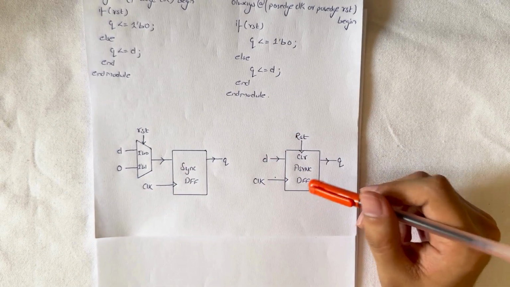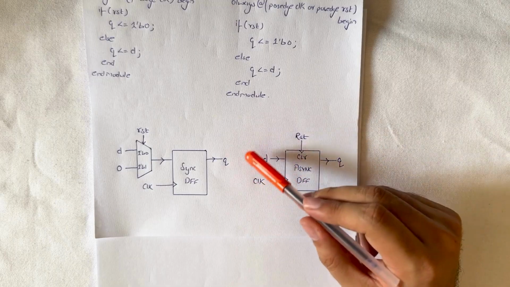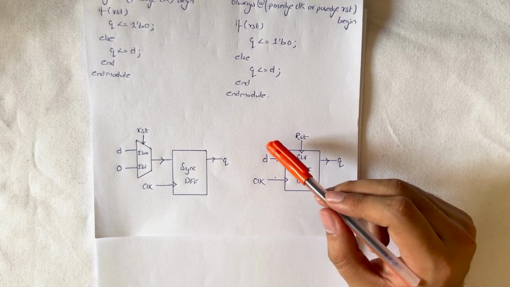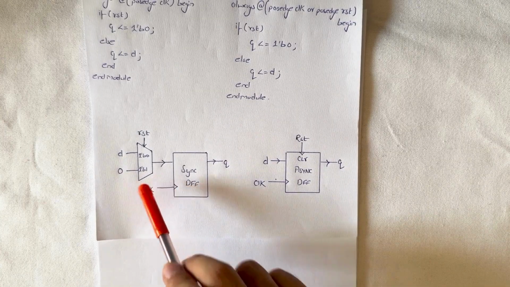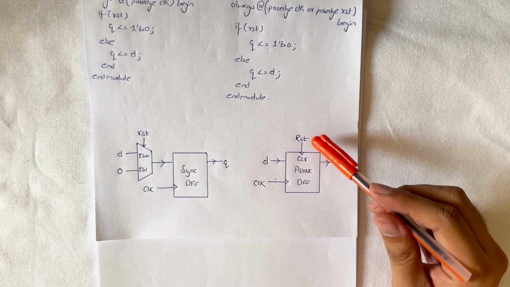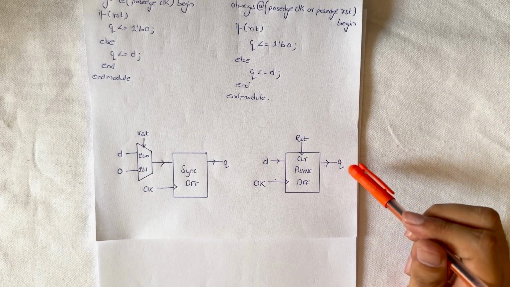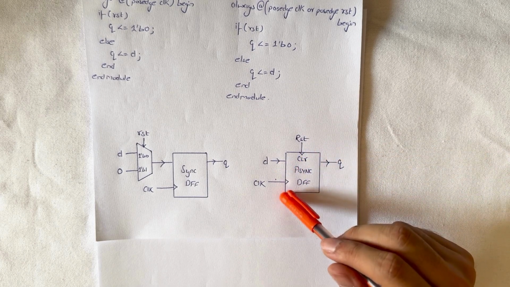Now coming to the asynchronous flop, here we don't need any additional combinational logic as we required for the synchronous flop because the reset here is asynchronous. So when the reset becomes active, the output Q immediately becomes 0 irrespective of the clock.